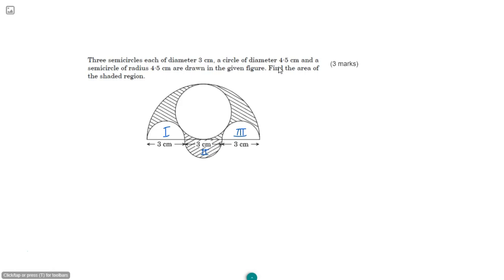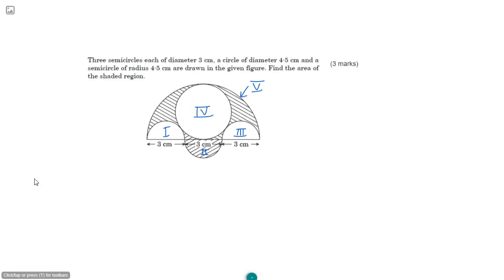Then there is a circle of diameter 4.5 centimeters. So this white circle here has a diameter of 4.5. Let's name that number 4. And then there is a semicircle of radius 4.5 centimeters. So they are talking about this big semicircle here that has a radius of 4.5 centimeters. Find the area of the shaded region.